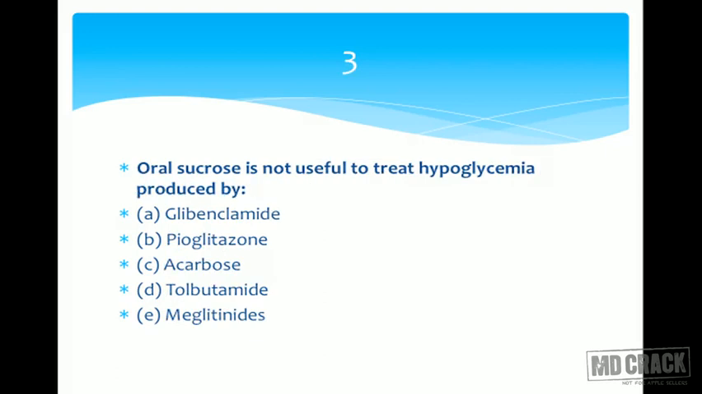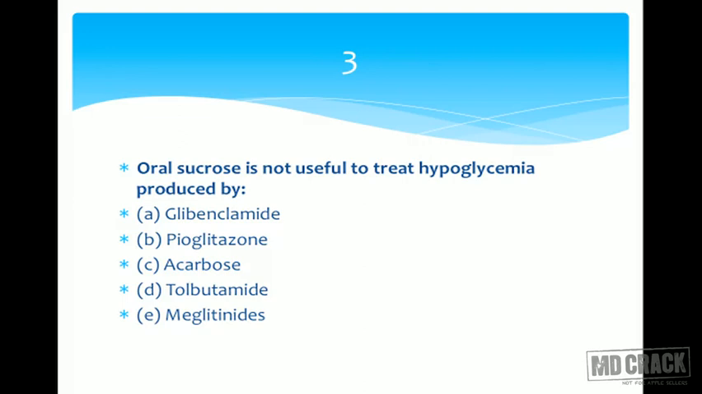Question number 3 on this session. Oral sucrose is not useful to treat hypoglycemia produced by which of the following drugs? A is glibenclamide, B is pioglitazone, C is acarbose, D is tolbutamide, and E is meglitinides.